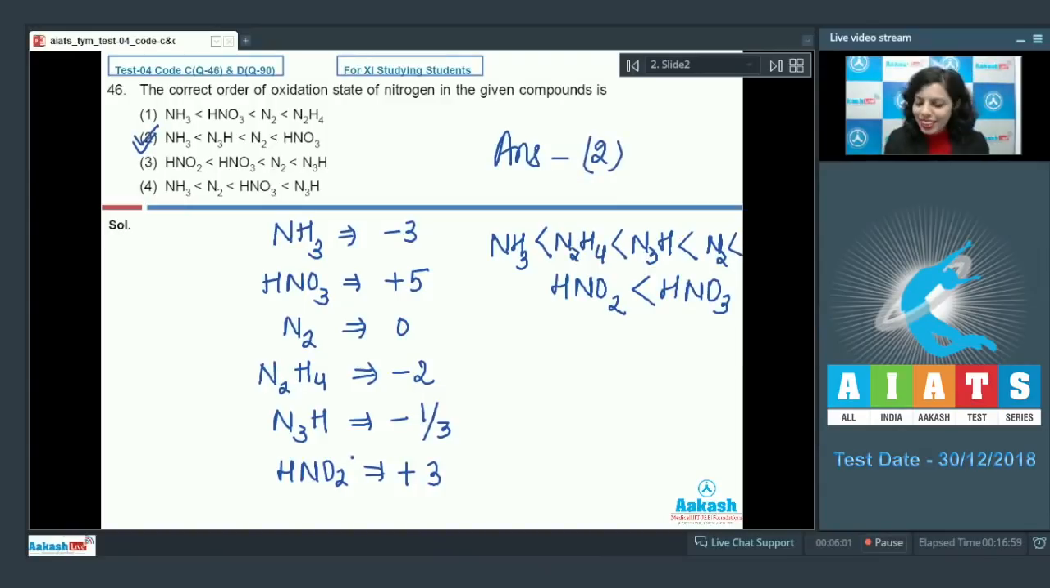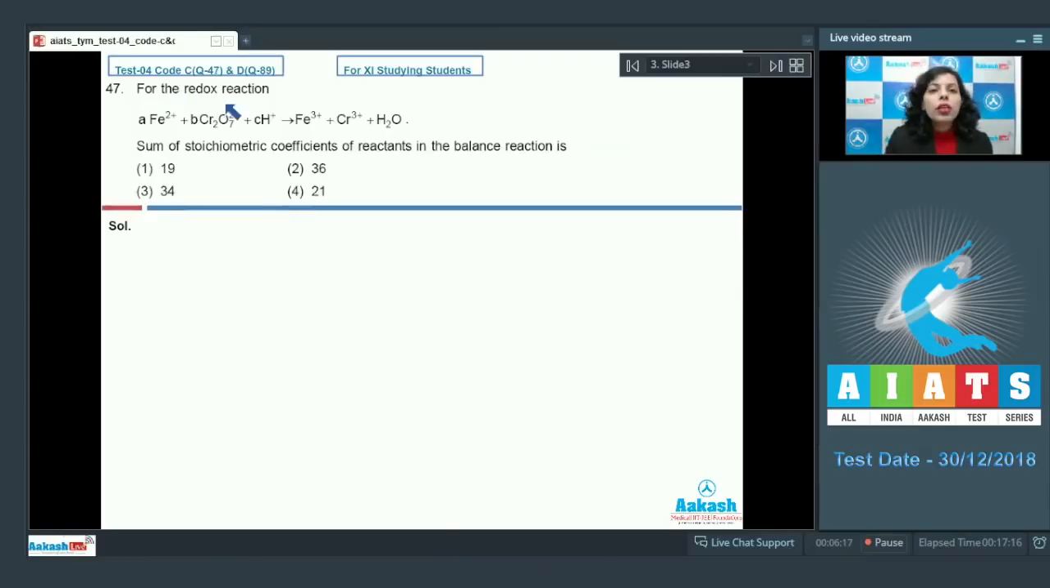Now, after this, let's take the next question. For the redox reaction, the reaction is given here. Sum of the stoichiometric coefficient of reactants in the balanced chemical equation is. Basically, in this case, first we have to write the half reactions. So this Fe2+ is getting changed into Fe3+. Let's balance this by adding 1 electron. This is the balanced half reaction.